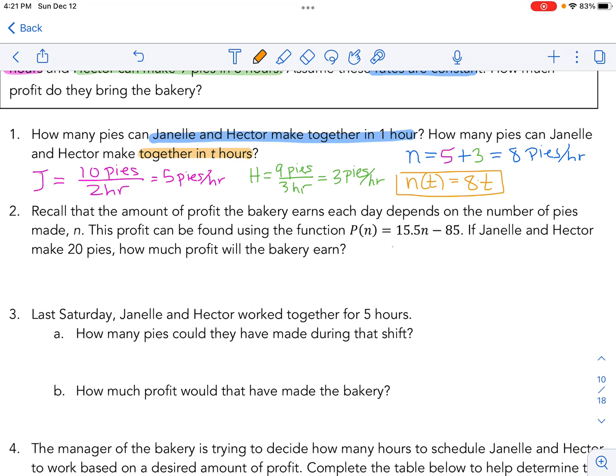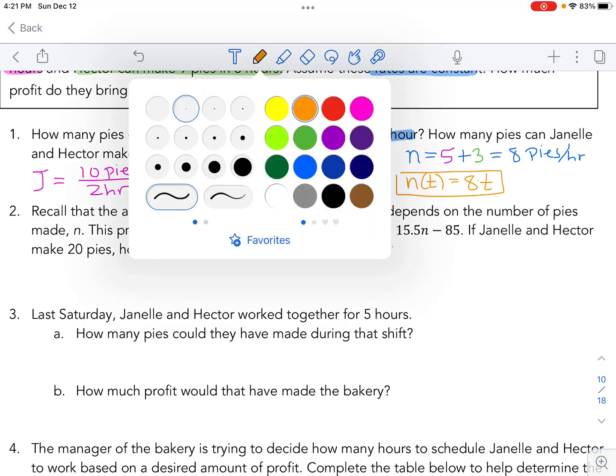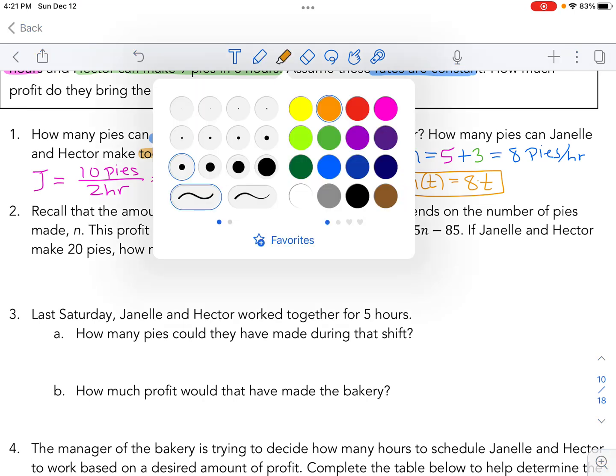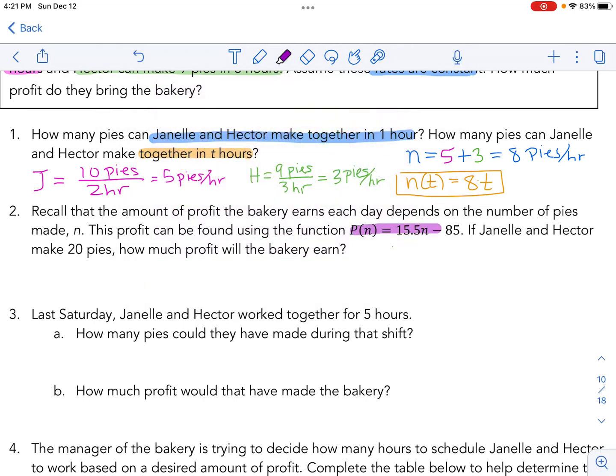And so in number 2, it says, recall that the amount of profit that the bakery earns each day depends upon the number of pies made. And if you remember back from the previous lesson, we had a profit function of 15.5n minus 85, right? We talked about the profits on the pies and the overhead costs that they had to consider. And so this goes on to say, if Janelle and Hector make 20 pies, how much profit will the bakery earn?